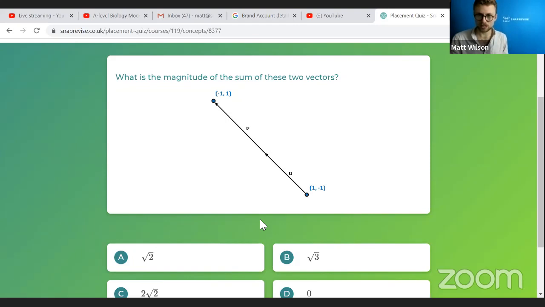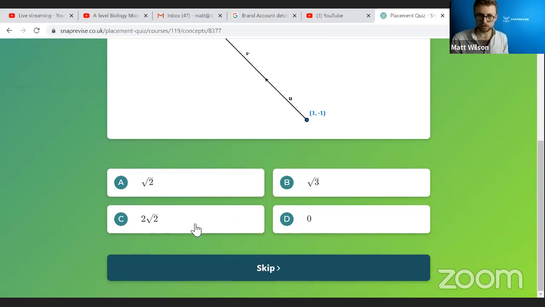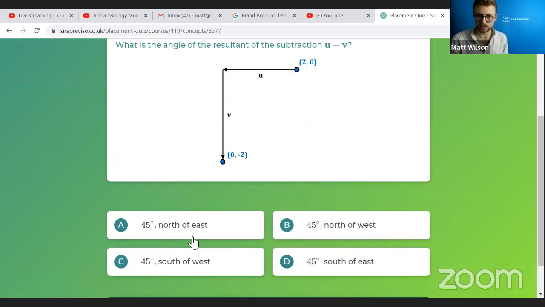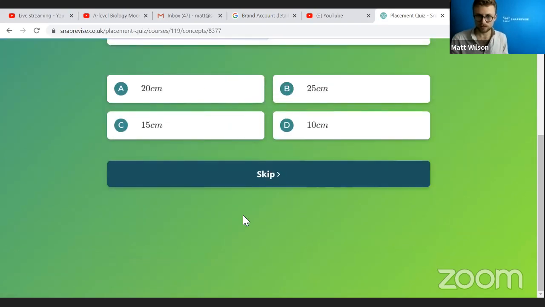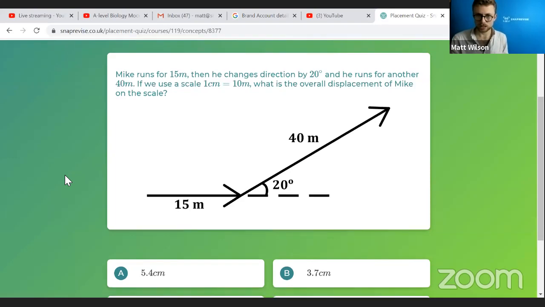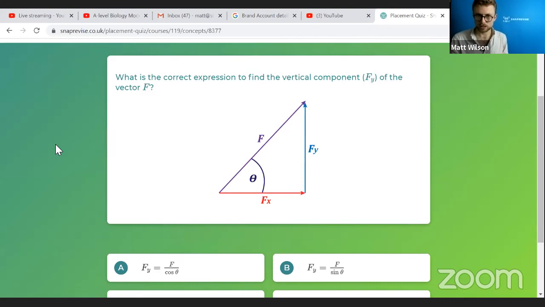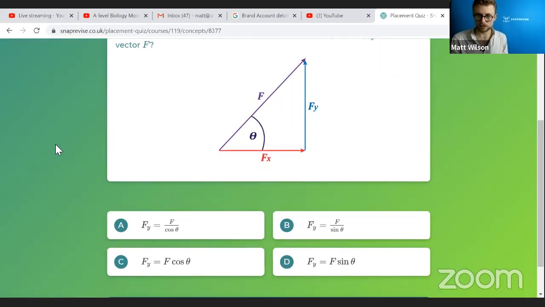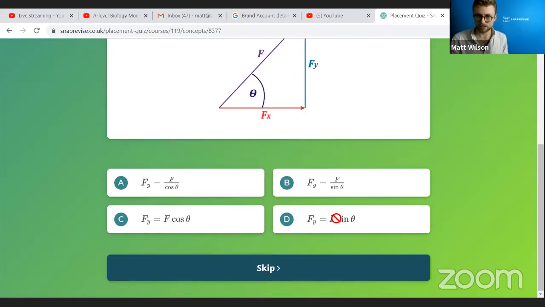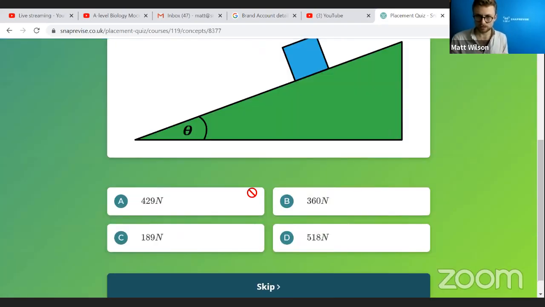What's the magnitude of the sum of these two vectors? Okay, it's like √2 add √2, 2√2, yeah. Okay, no good. 20 is the first answer. Okay, we've got to get this one right. Actually, no, this one looks too hard to get right quick. Oh, this one, we can get this. What's the correct expression to find the vertical component? Fy/F is sine theta. Yeah, so it's this. Cool. Okay, random guess.